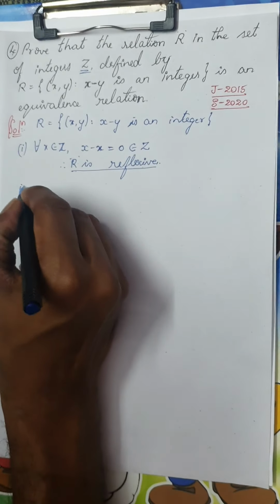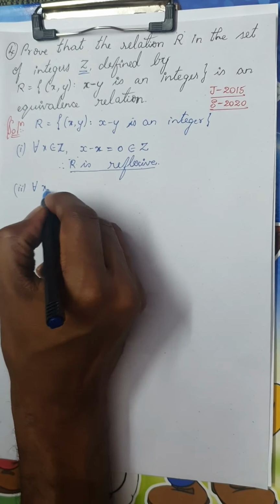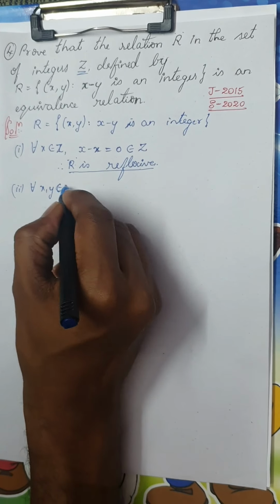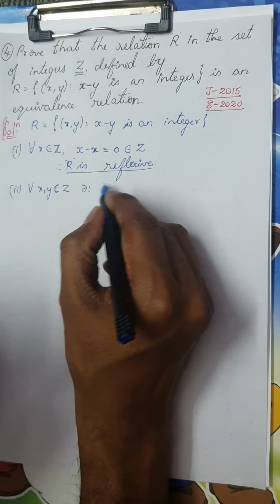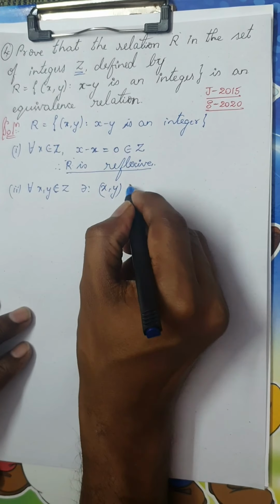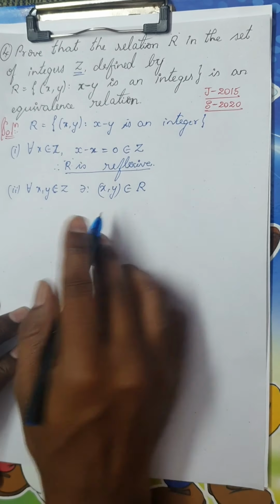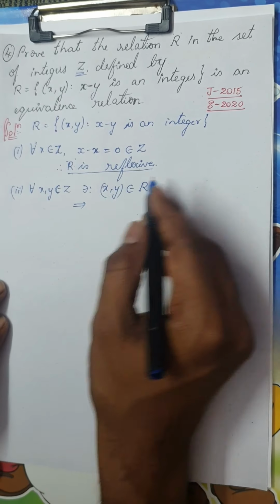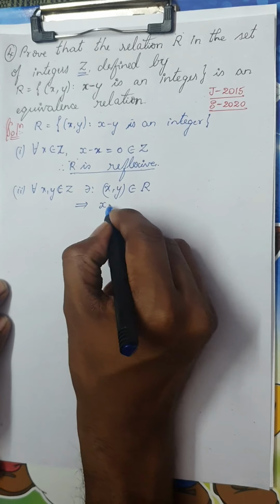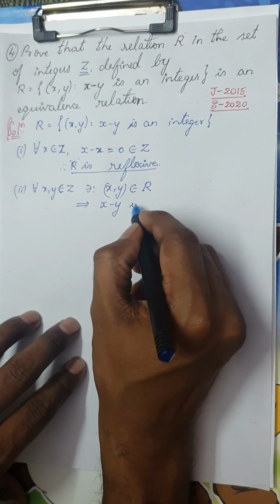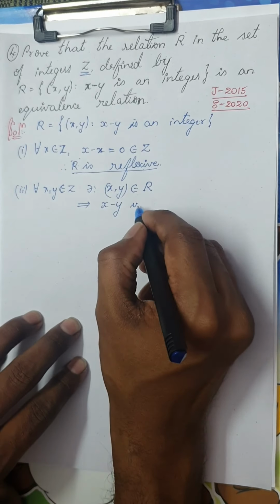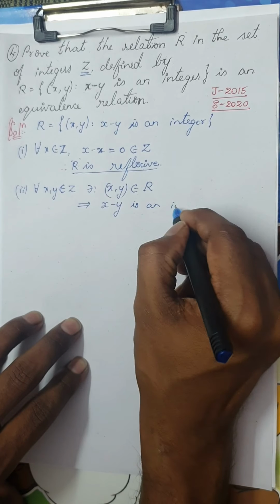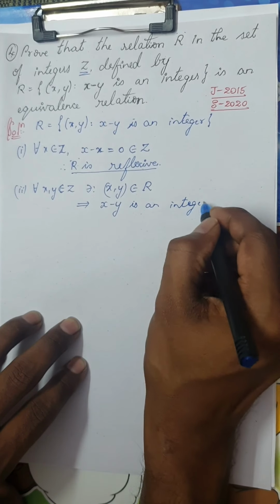Now going on to the second one. Let me take two elements for all x comma y belonging to Z such that I will write x comma y belonging to R. So I will start with x comma y belonging to R. So as soon as I say x comma y belongs to R, I can write the definition. x minus y is an integer.